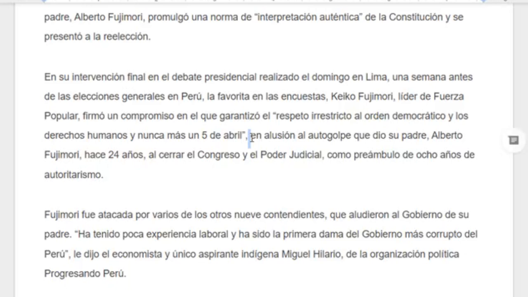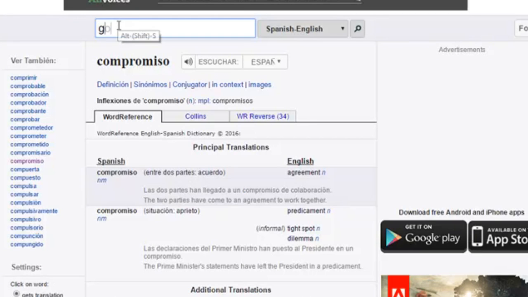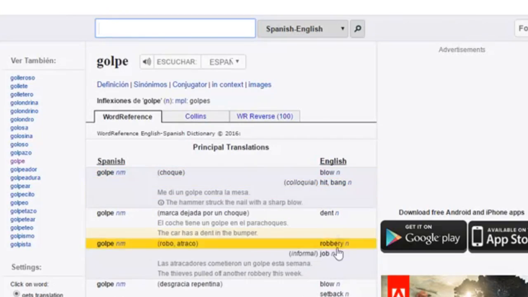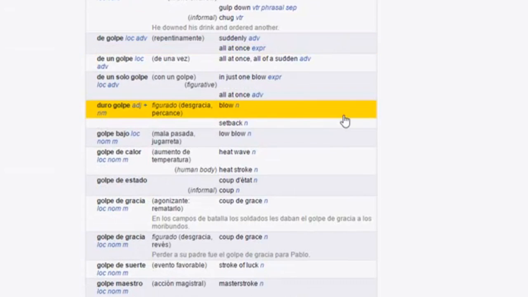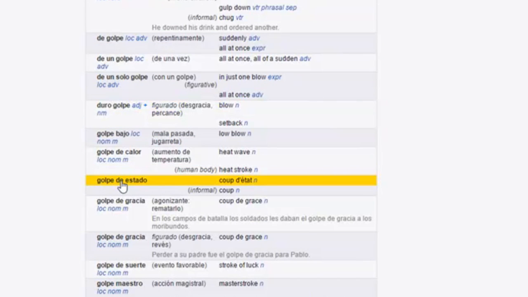And then here you can see they talk about that. En alusión, and that looks a lot like in allusion, and it is, al autogolpe. Now, I don't remember if I've ever seen this before, but I know golpe is like a hit, but they use it for a coup, for like a political coup, they say golpe. So golpe is a blow, but then we gotta look for these like, down here, there's probably something political. Golpe de Estado, coup d'etat, yeah? That's what we're talking about right here.